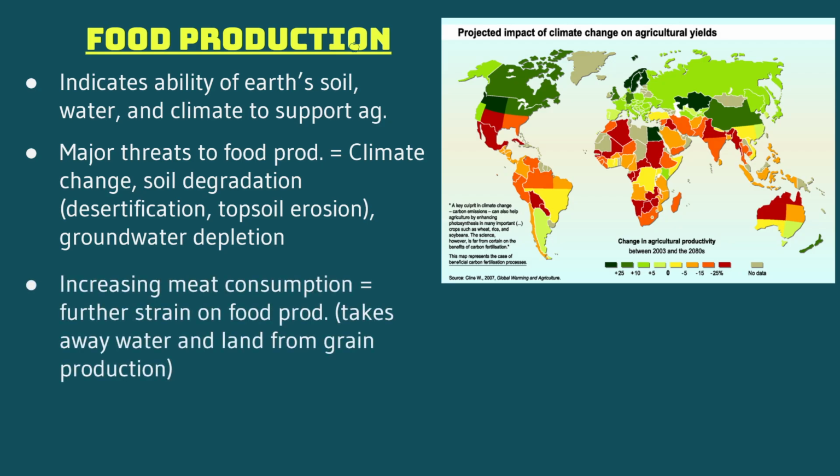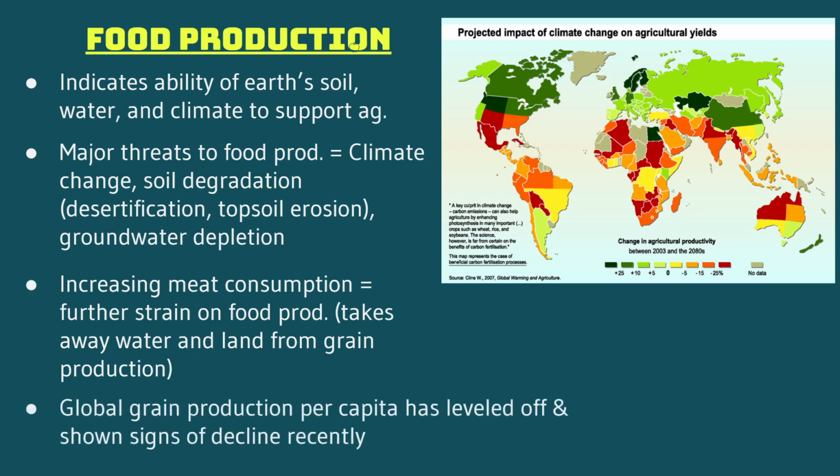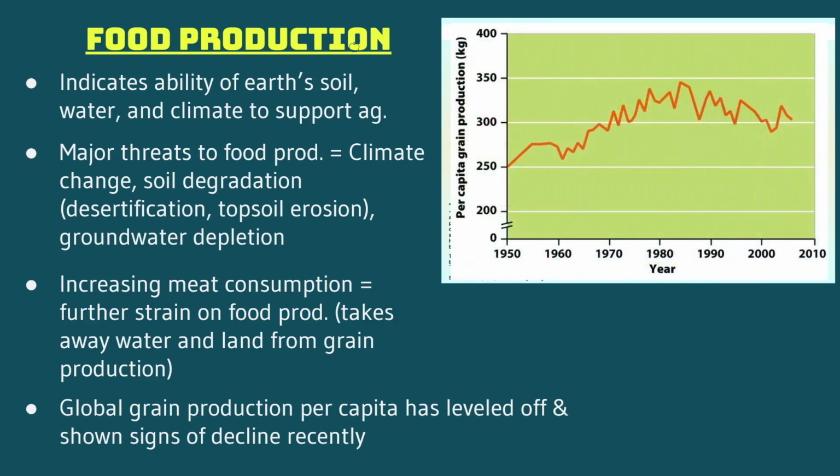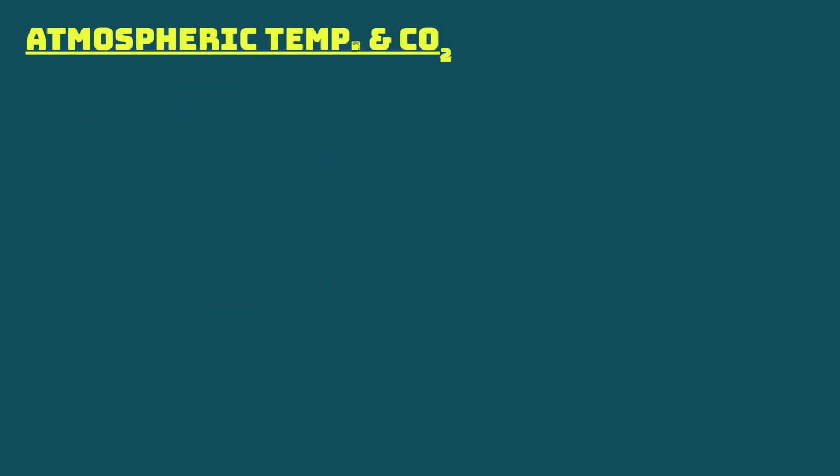Another factor that really threatens our global food production is meat consumption. We know meat consumption is very inefficient compared to plant consumption, and so increasing meat consumption puts a strain on our land, our soil, and our water, since it takes so much more land and water to produce equivalent amounts of meat as it does grains. Another concerning factor is that our grain production globally is starting to level off and potentially even show signs of decline. If we look at this graph here, this is the production of grain on Earth on a per person basis.